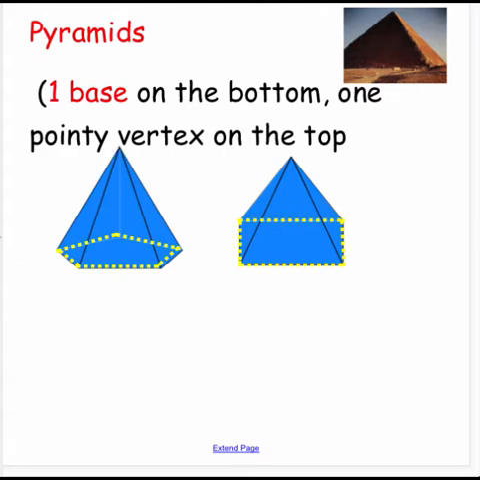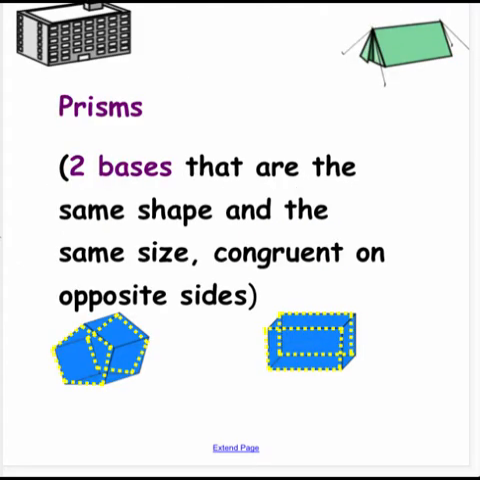on the top. This next one is all about prisms. Kids often get prisms and pyramids confused. The difference is prisms have 2 bases that are the same shape and the same size, congruent on opposite sides. Remember, congruent means the same shape and the same sides.